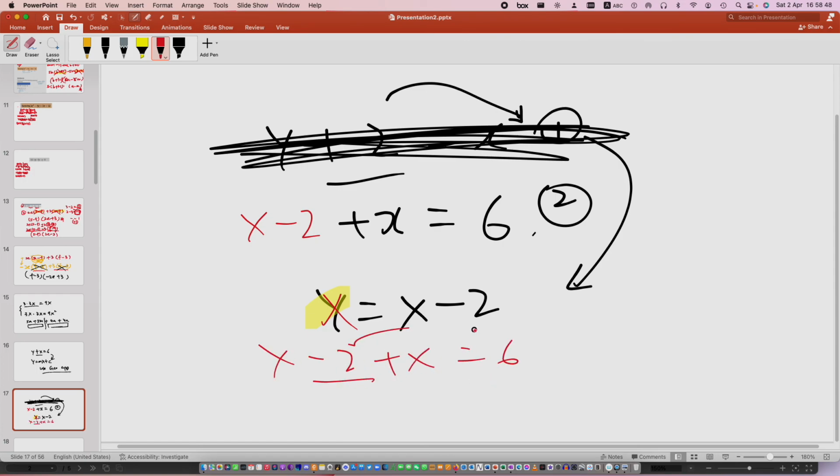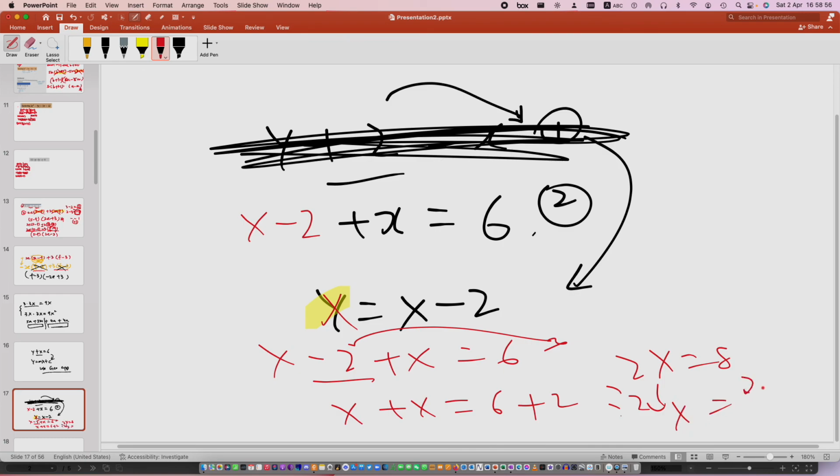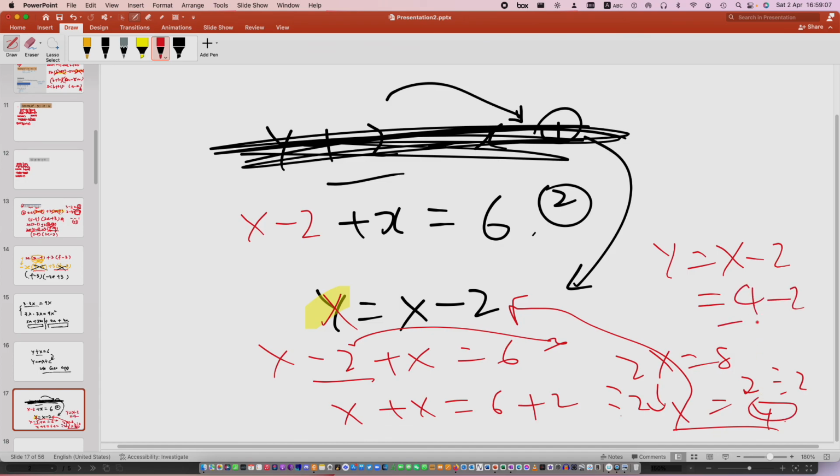So this one move over, change the sign. So x plus x is equal to 6 plus 2. So 2x is equal to 8. So divide by 2 on both sides. x is 4. Once you have x equal to 4, you plug it into this. So y is equal to x minus 2. My x is equal to 4, so 4 minus 2 is equal to 2. So y equals 2 when x equals 4. Are you clear? So this is the substitution method.